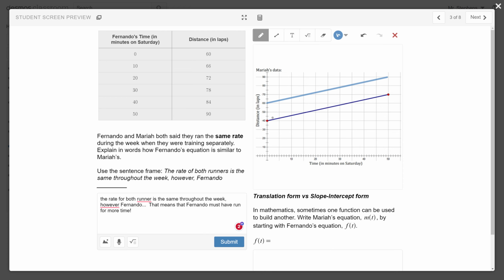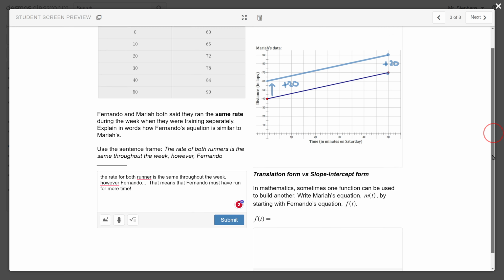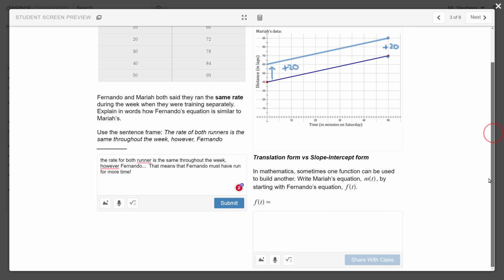Basically, this is a vertical translation; it got moved up. To go from 40 to 60, this is a plus 20. Same thing over here: to go from 70 to 90, we had to add 20. That's why it's parallel, because you're adding the same amount on both sides. So we just have to add 20 to Fernando's equation. This is like the translation form.